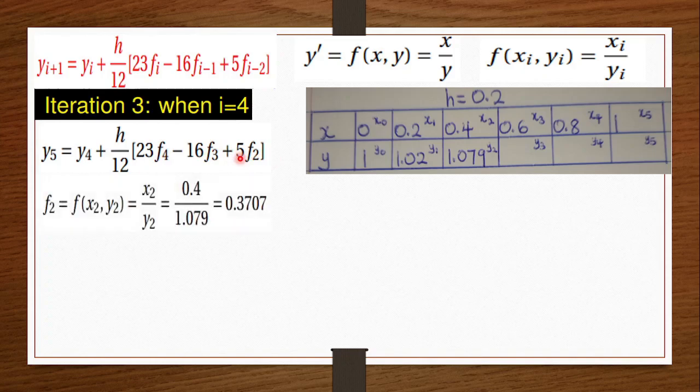So starting from f2, we are going to say it is x2 divided by y2, which is going to be 0.3707. So we have our x2 values and y2 values from the table: 0.4, and then 1.079. Okay, then now you can find f3. F3 is x3 divided by y3. We know the value for x3 to be 0.6. We know y3 to be 1.99. So when we divide it, we can find the value for f3, right?